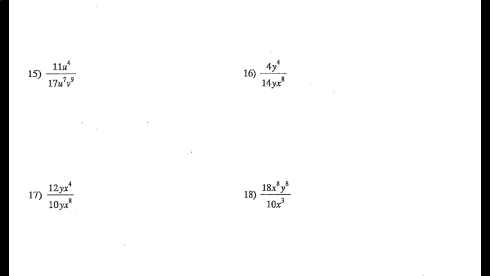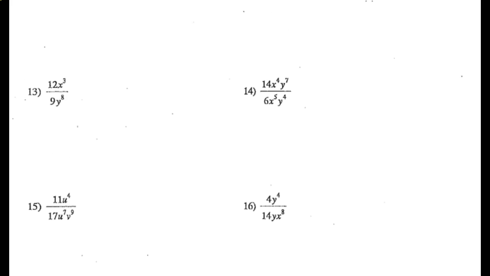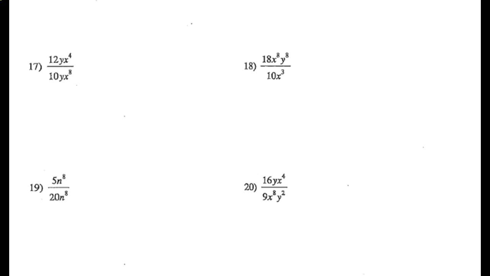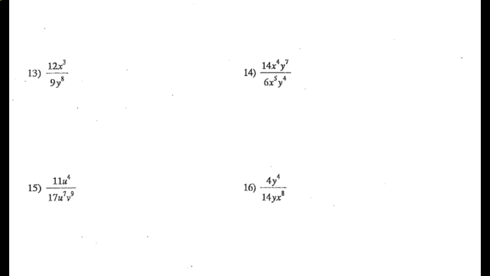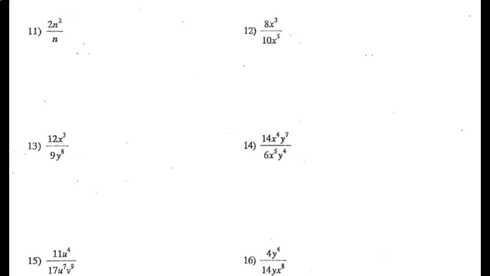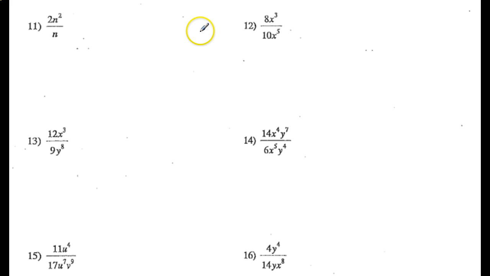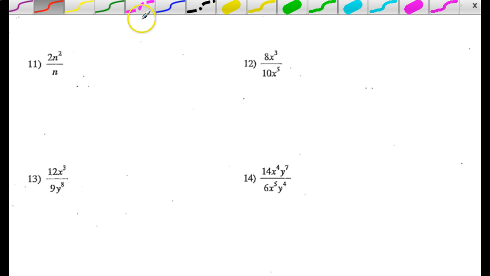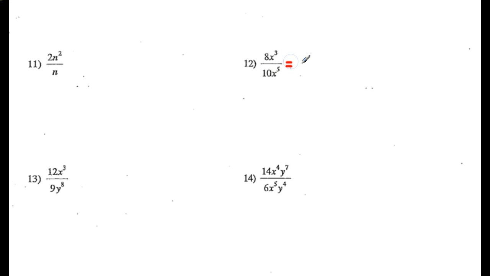Alright, let's go down here on the back of this, on this next page. Let's come over here to the top. Let's do 12. Okay? 12 is a good one. 12 says 8x cubed divided by 10x to the 5th. Now remember, just to make things easy, just do one thing at a time. I like doing my variables first. You can do the numbers first, but don't look at it and get overwhelmed and say, I don't know. Just go one thing at a time.